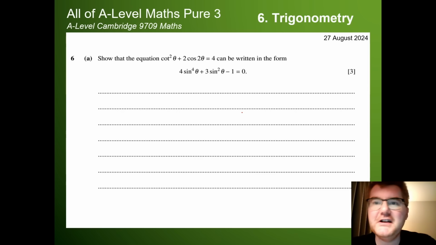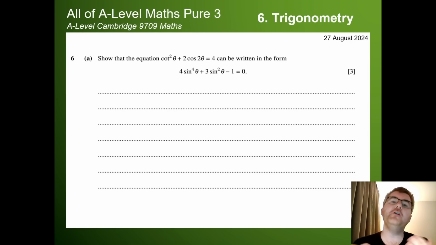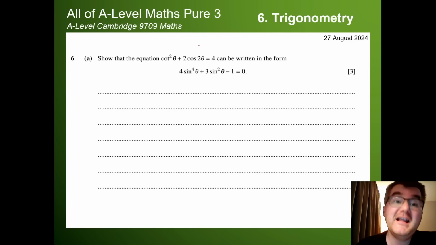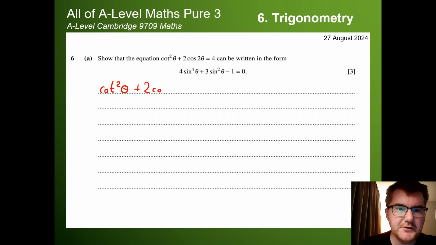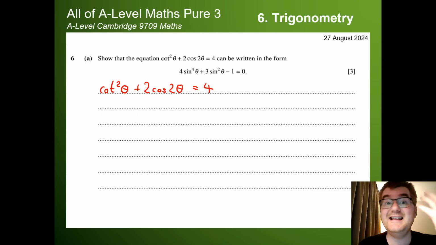Okay, and on to our section here on trigonometry. So similar to the pure one, but we've got now other functions to work with like cot, etc., and the double angle formulae. So there's a bit more to consider. So show this equation, cot squared theta plus 2 cos 2 theta is equal to 4, can be written in this particular form. So when I look at these kind of questions, I notice it's got everything in terms of sine here. So I want to basically take our cot squared theta plus 2 cos 2 theta equals 4, and make sure I can write all of this in terms of sine. That's what I'm looking for here.